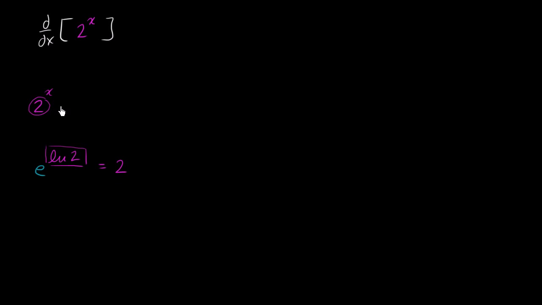So what we could do, instead of writing 2 to the x, we could rewrite 2 as e to the natural log of 2, and then raise that to the x power. So this is the x power in yellow, this is the x power in yellow. And so let's do that right over here. So instead of taking the derivative with respect to x of 2 to the x, let's just take the derivative with respect to x of the exact same expression rewritten of e to the natural log of 2, raised to the x power. Let me put this x in that same color, dx.